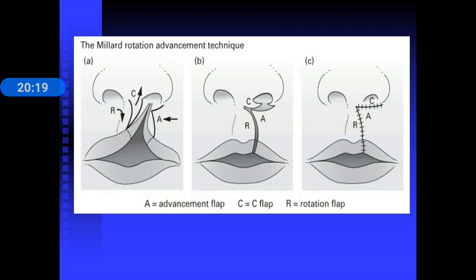So this is the Millard rotation advancement flap. A is the advancement flap, C is the columellar flap, and R is the rotation flap. So these are the three elements, A, C and R. And this is how the scar looks.